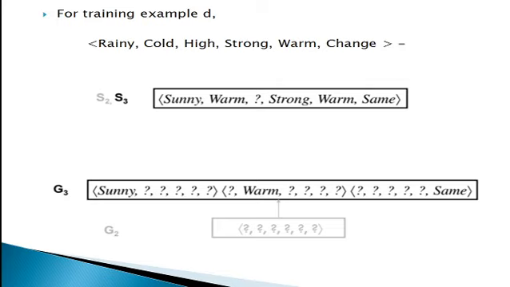The hypotheses in the G boundary set must therefore be specialized until they correctly classify this new negative example, and hence we need to specialize G until it predicts this training example correctly. That is clearly shown in this particular figure. Here there are several alternative minimally more specific hypotheses, right? And all of these become the members of the new boundary set, that is G3.